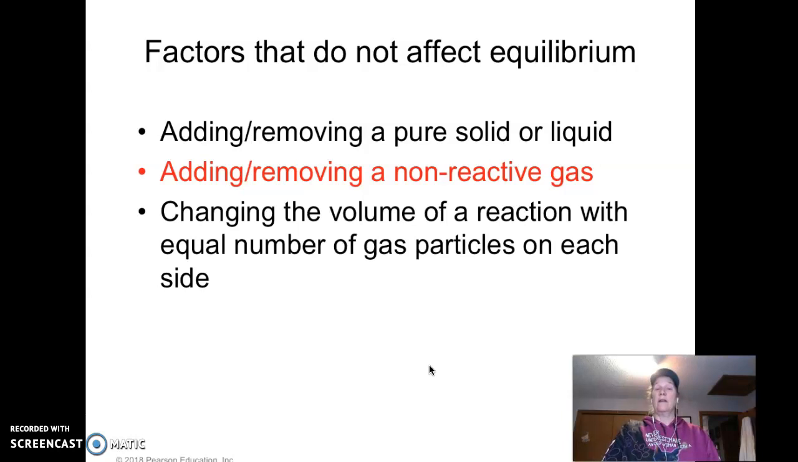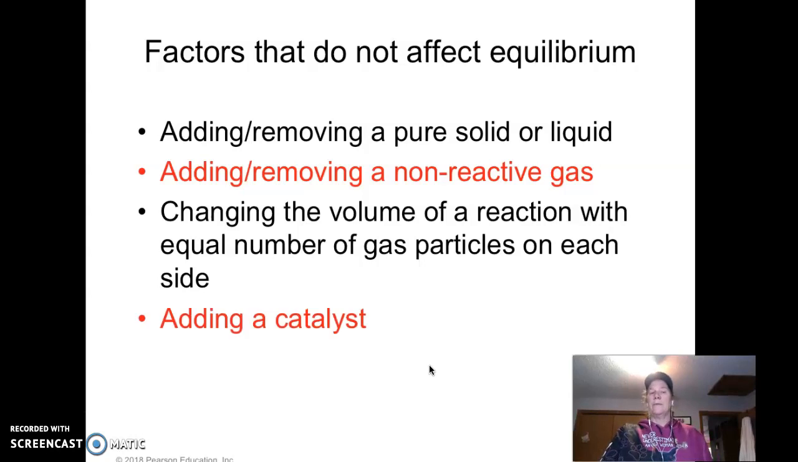It won't matter, okay? If we change the volume of a reaction with an equal number of gas particles, so if we have 2 moles of gas particles on the reactant side and 2 moles of gas particles on the product side, if you change the volume, it won't matter. Okay, so if the moles of gas are the same on both sides, changing volume is not going to affect equilibrium. If you add a catalyst, remember, the catalyst makes the reaction happen faster or slower, but it doesn't change equilibrium.